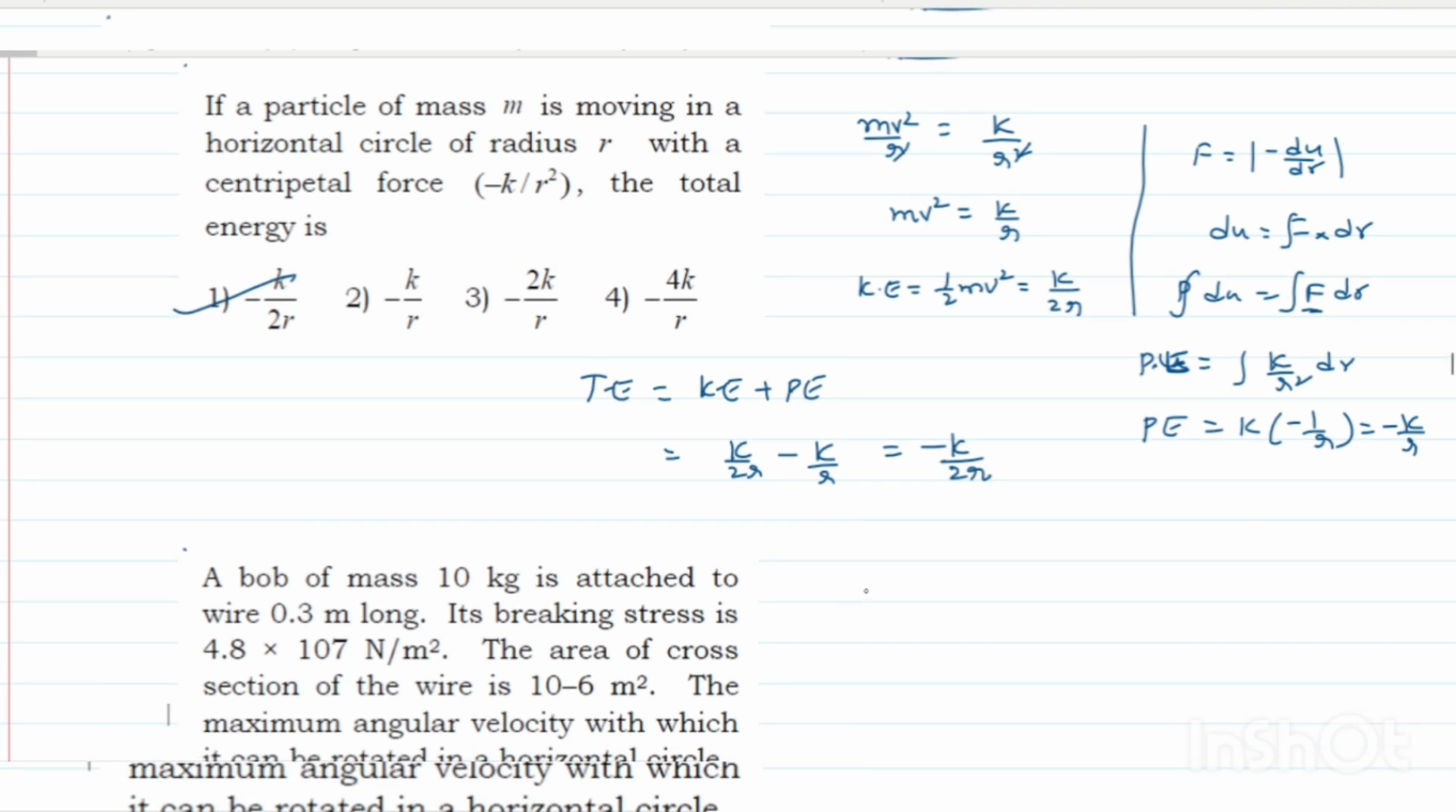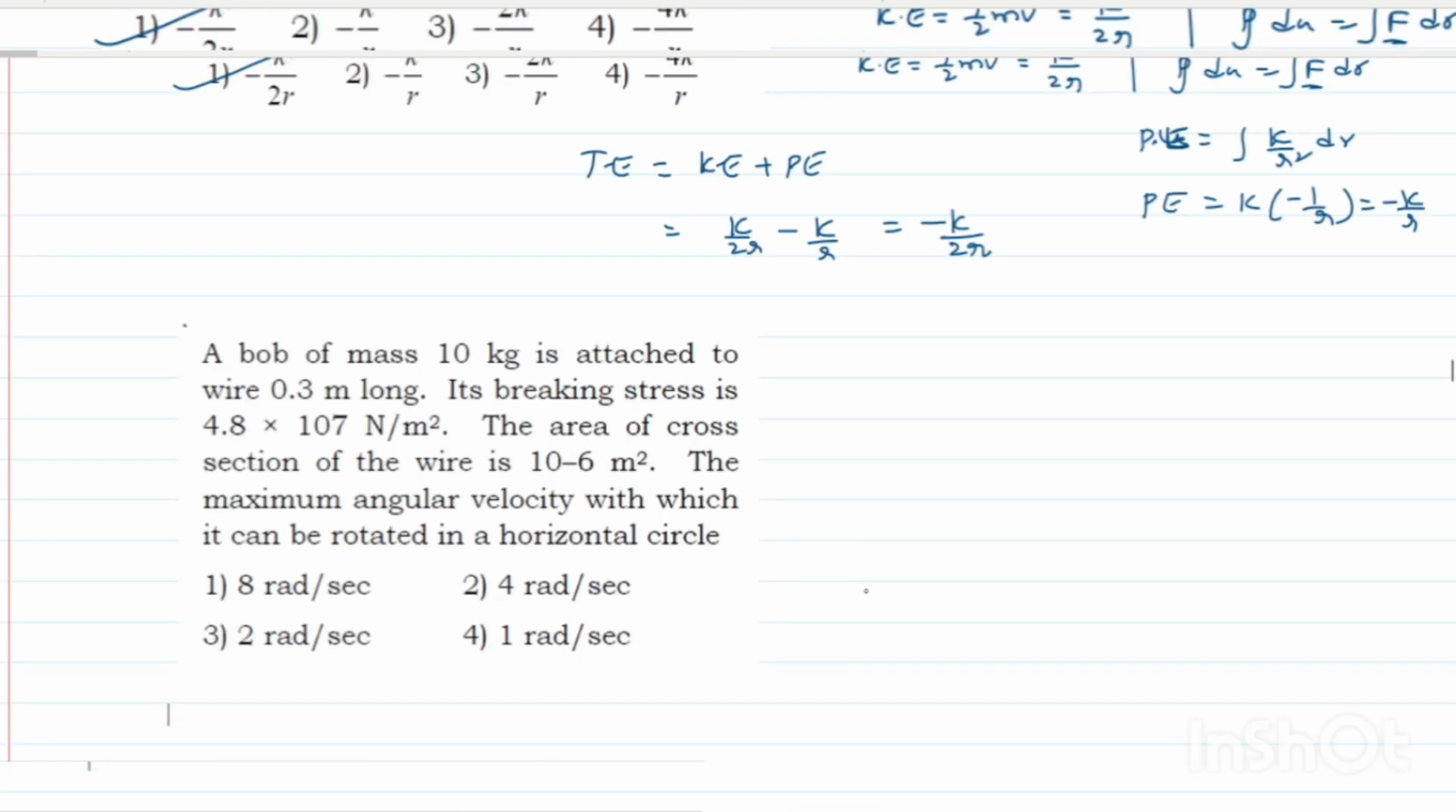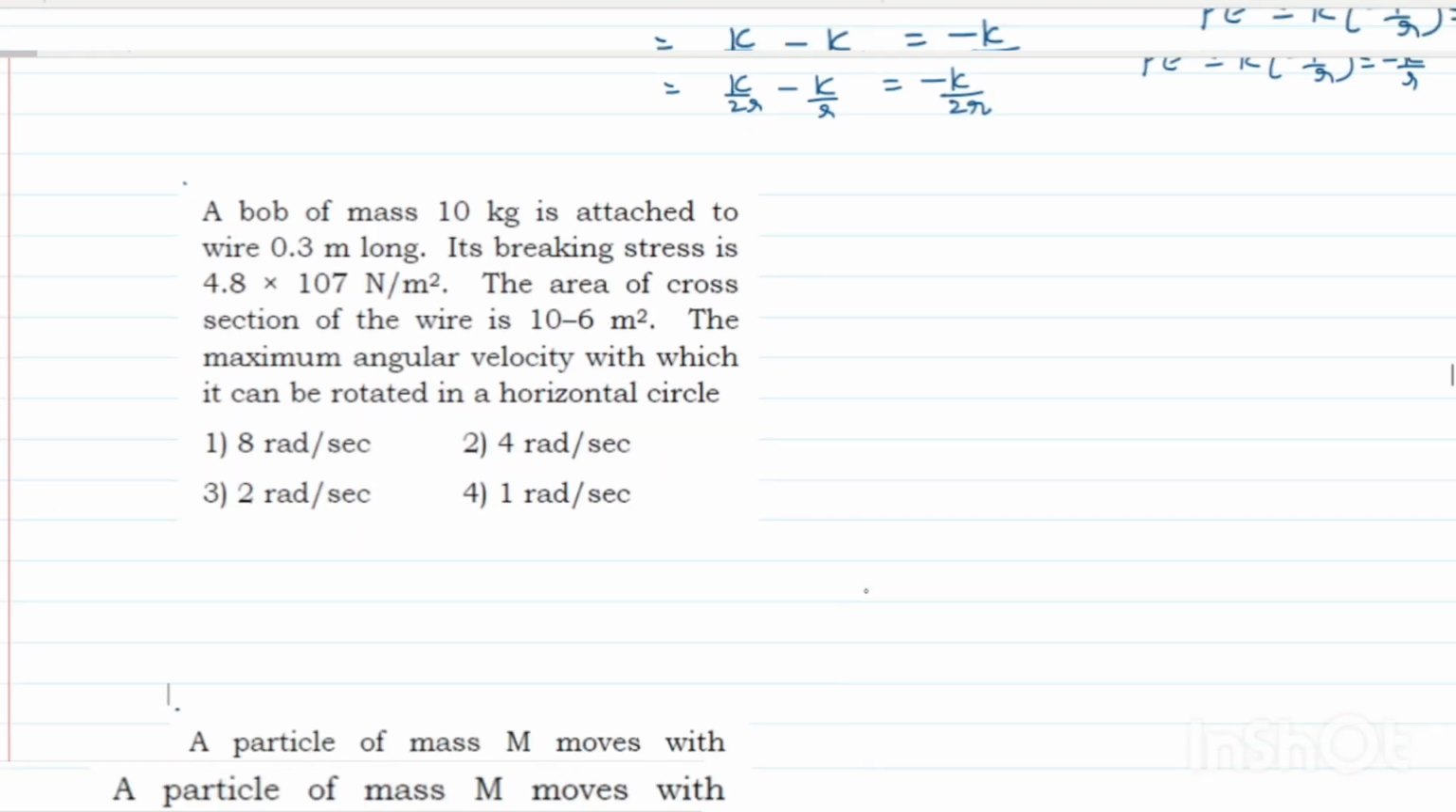Let us see the next question. A bob of mass 10 kg is attached to a wire of length 0.3 meter. Its breaking stress is given as 4.8 into 10 power 7 Newton per meter square. The area of cross section is 10 power minus 6 meter square. What is the maximum angular velocity with which it can be rotated in a horizontal circle?